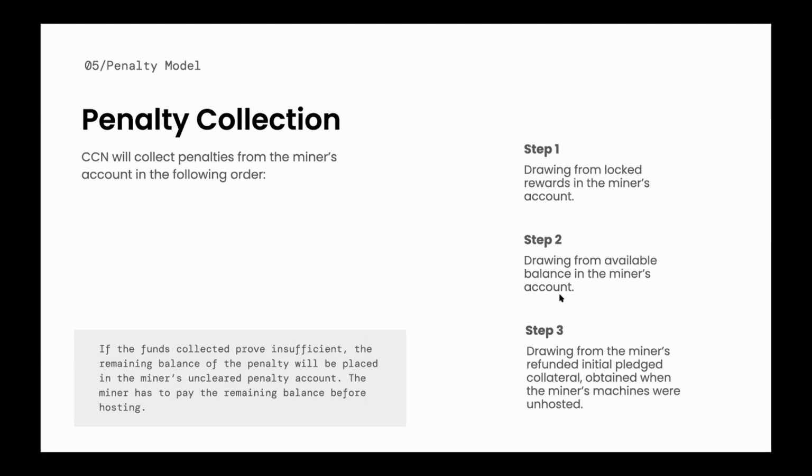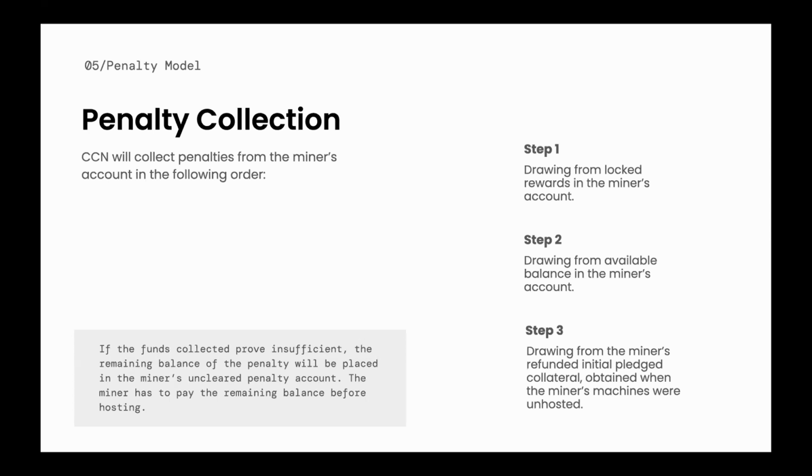If you still need to pay more penalty, we're going to go to step 3, where we draw the penalty from the miner's refunded initial pledge collateral, obtained when the miner's machines are unhosted. So when you unhost your machine, your collateral will be refunded, right? Then we're going to collect the penalties from these refunded collaterals. Okay, so this is how the penalty will be collected.